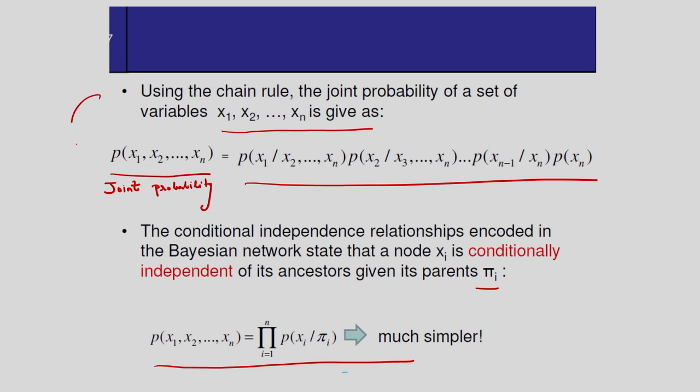And this relationship is very important because the chain rule is very important. If you study the probability course, you can get this chain rule. With the help of the chain rule, you can see how I am representing the joint probability. So this is about the joint probability and the concept of conditional independence.